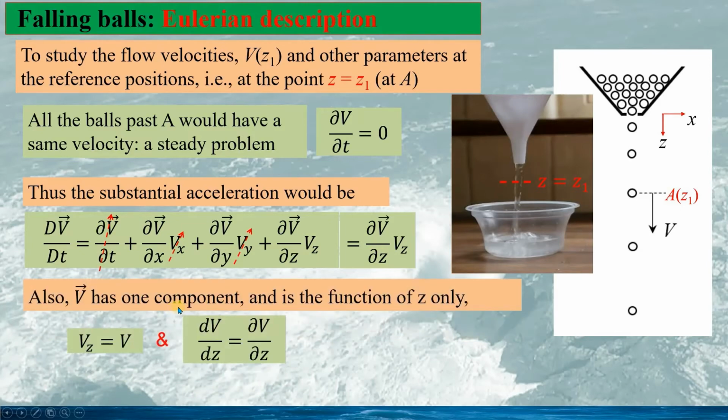Since the velocity vector has only one component, and it's a function of z only, therefore Vz is the same as v, and the partial differentiation of v with regard to z would be the same as the normal differentiation of v with regard to z. So this is the expression. Now put this together. So the substantial acceleration in the Eulerian expression would be given as this.